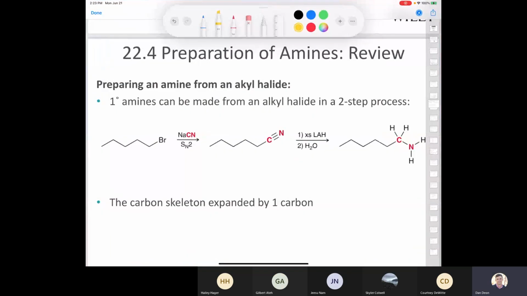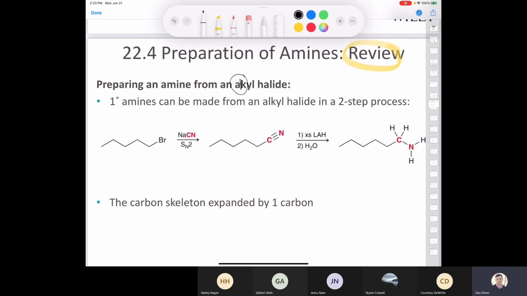All right, let's get looking at section 22.4, which deals with ways to prepare amines, but these are all things that we've seen before. This is going to be a quick review. So the first one is preparing an amine from an acyl halide. No, it's from an alkyl halide, so there's a little typo there. But anyhow, how to prepare an amine from an alkyl halide.